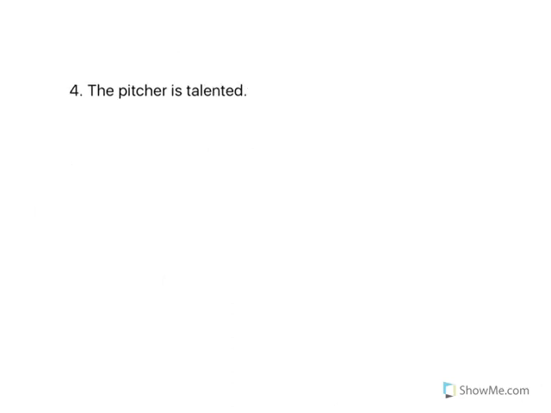So our last sentence here says the pitcher is talented. Again, is going to be sort of your trigger word. You know it's going to be a linking verb. Linking. And now we know that the subject is pitcher. Subject, noun. The pitcher is what? The pitcher is talented. So you know this is going to be our predicate.